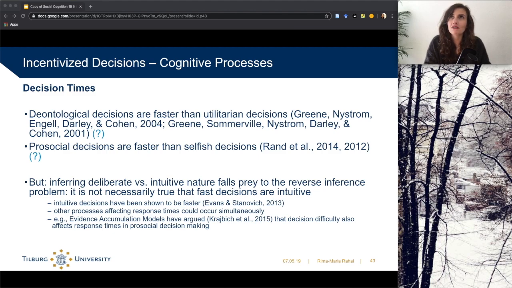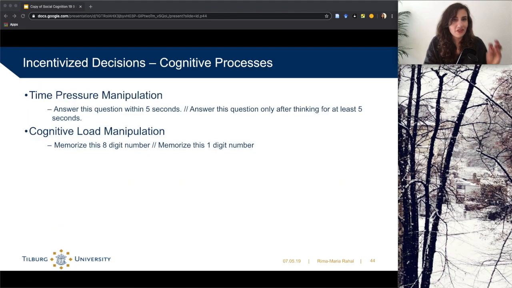So instead of only measuring decision times, what else could we do? We could try to influence cognitive processes by, for instance, manipulating time pressure. So asking our participants to make a choice in the dictator game within 5 seconds, or to answer this question of the dictator game only after thinking for at least 5 seconds. So having time pressure versus time delay. And we could also do this with a cognitive load manipulation. We could, for instance, ask our participants to memorize an 8-digit number or a 1-digit number, and then create different kinds of mental load, leaving different amounts of mental capacity for other processes that are going on.